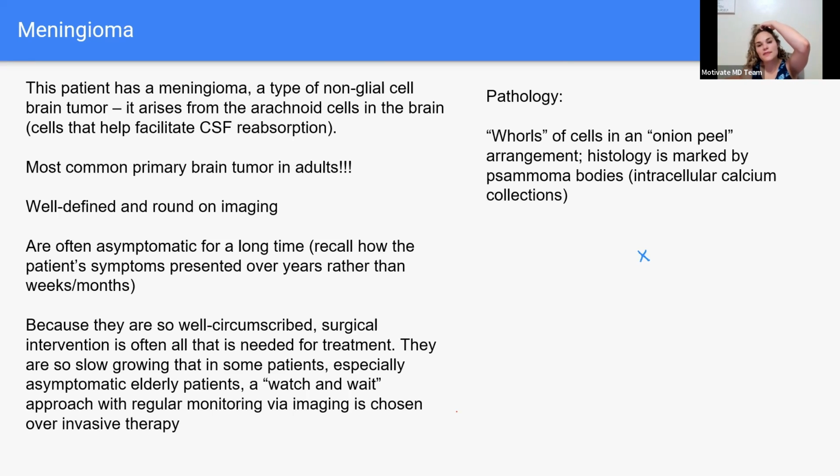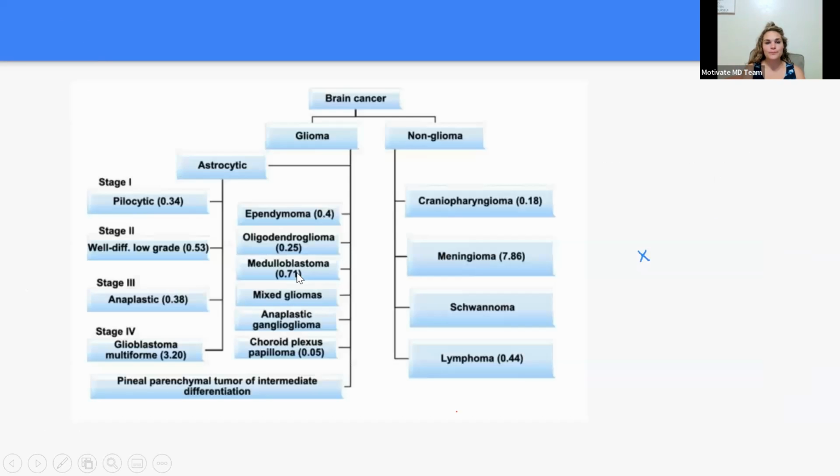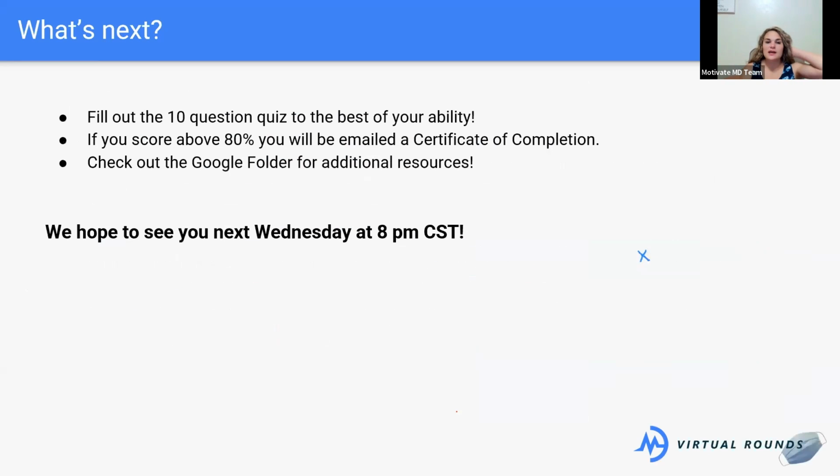So also noting the pathology, like we've talked about with the other brain tumors. This one's interesting because it has what's called psammoma bodies, which are intracellular calcium collections. These things right here, that's a psammoma body. It's also got this onion peel arrangement. So those are two hallmark buzzwords for meningiomas. Okay, so we've talked about those, and we've talked about now one of the non-gliomas that you should know about, which is the meningioma.